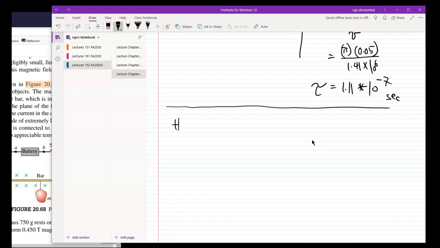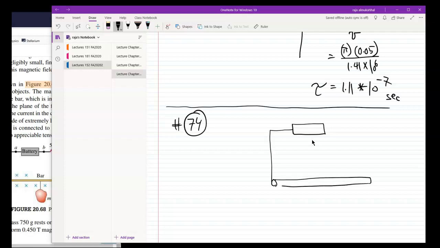Let me draw it first. So what you have here is the battery right here. It's unknown polarity. You see what I'm saying? Here is the bar. Big thick bar like that. It's not supposed to be really thick. And here is the resistor, and there is the wire again. Wrong picture. Sorry.